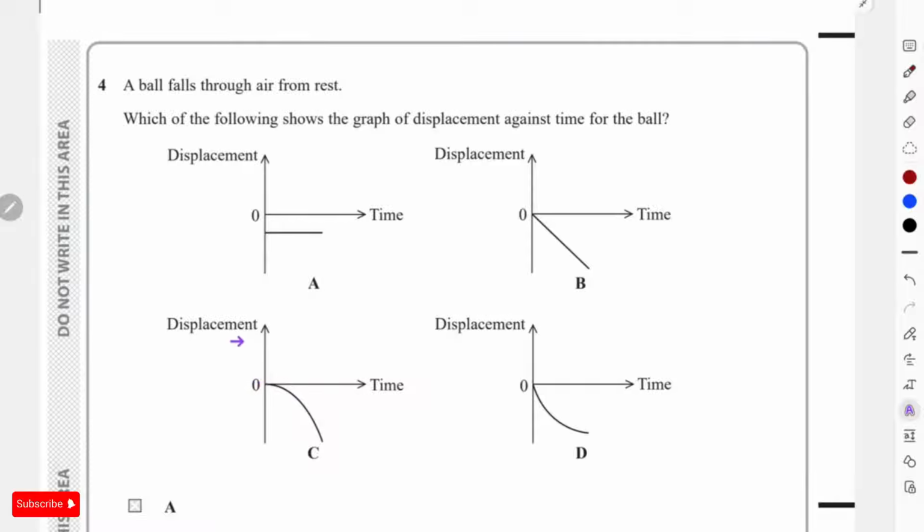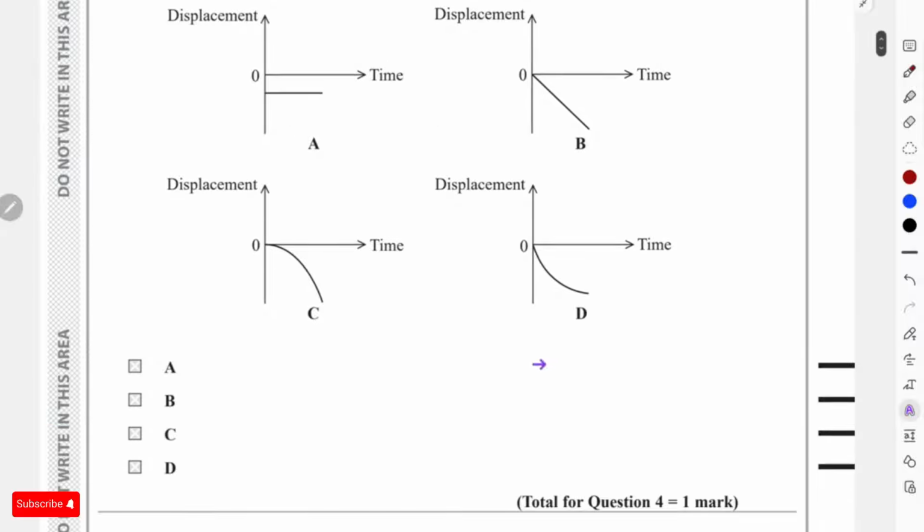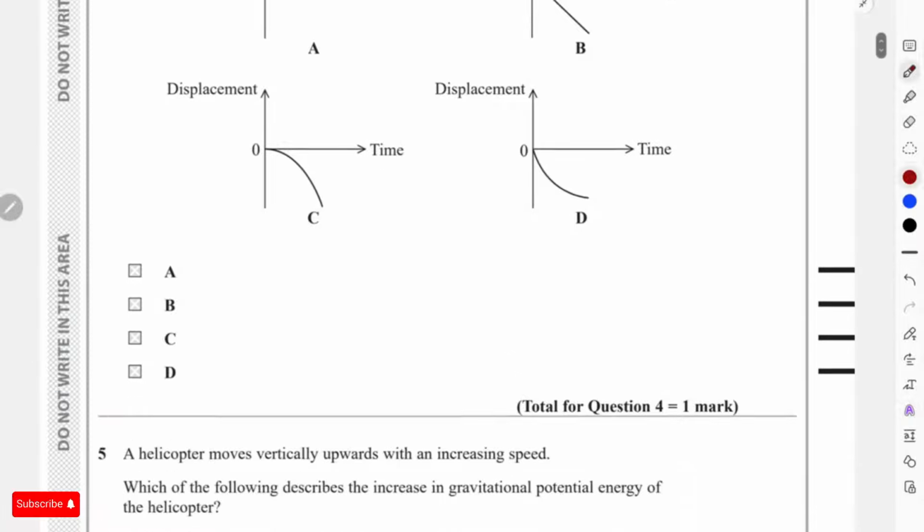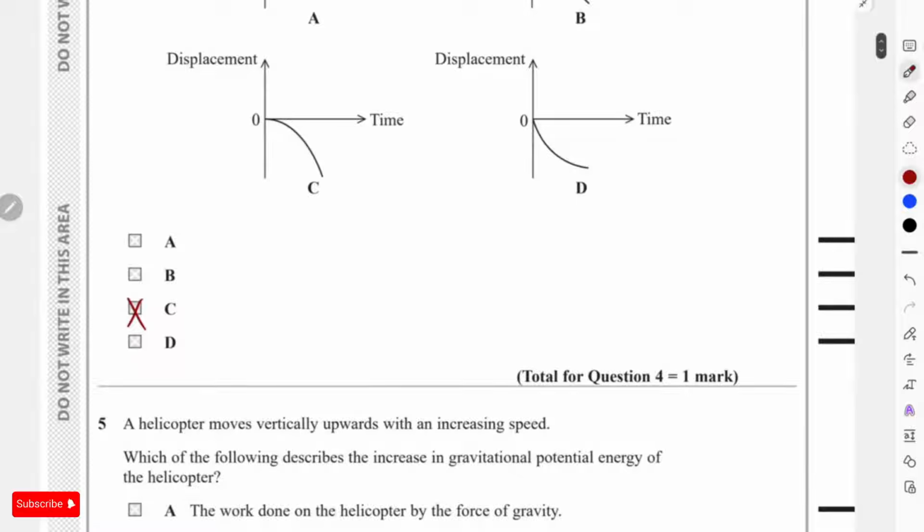For the displacement-time graph, the gradient is your velocity. Initially, the gradient is very small. As you can see from this shape, if you draw a tangent over here, the tangent will be not very steep, but finally the tangent is very steep, which means that over this entire journey the velocity keeps on increasing at a constant rate, because your acceleration was constant. So option C is the correct answer. Other than that, none of the other three options would be correct. So C is the correct answer.